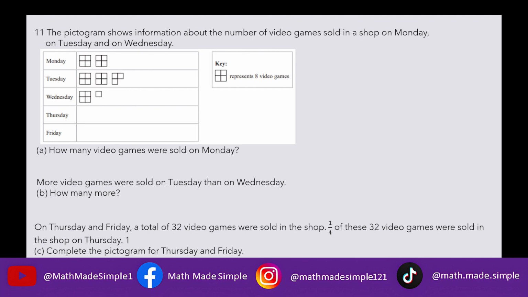So as we can see, two larger squares in Monday. So one larger square is 8. So 2 times 8 is 16.